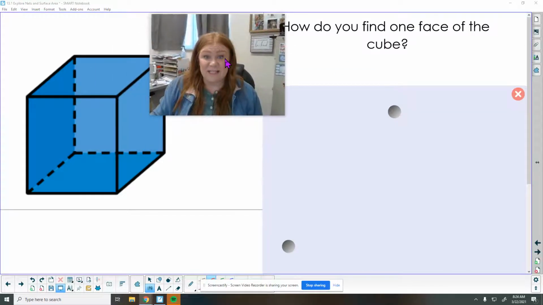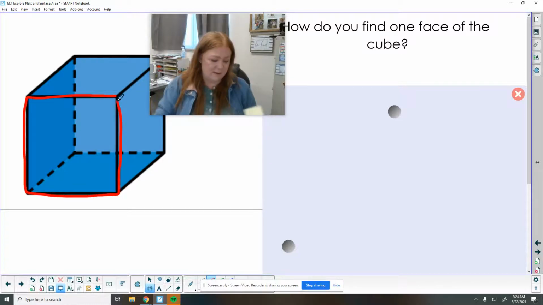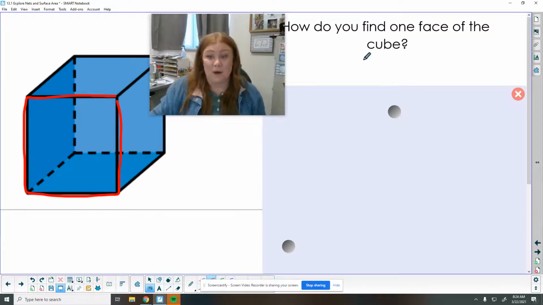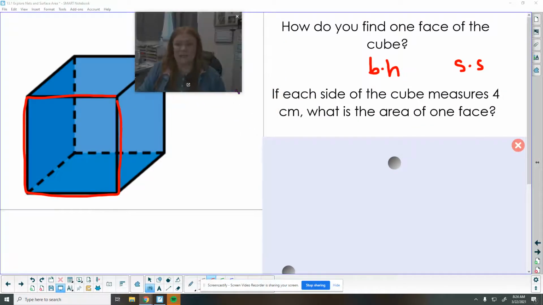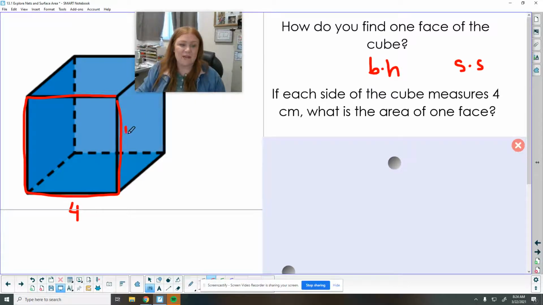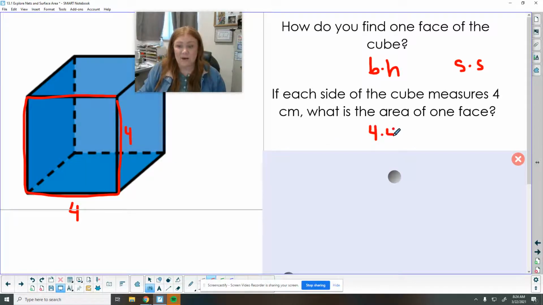So how do you find the face of one of these cubes? So if you just had this one square here, how would you find the area of this one flat square? Well, we would do base times height or length times width, or if it's square, side times side, but they all mean the same thing. So if each of the sides of the cube is 4, the base is 4, and the height is 4, what is the area of this front piece? Well, base is 4, height is 4, so this is 16 centimeters squared just for the front.